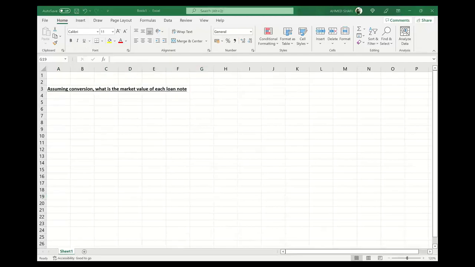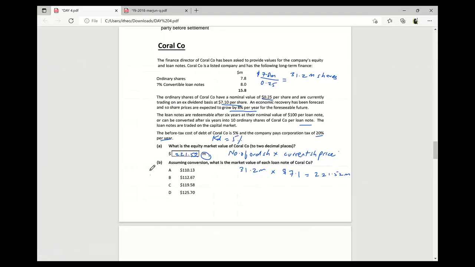Now, if you look at the question carefully, it states here the loan notes are redeemable after 6 years at par value of 100 or can be converted after 6 years into 10 shares of Coral per loan note. Loan notes are redeemable after 6 years at their par value of 100 and they can be converted after 6 years into 10 shares per loan. Loan notes are traded on the capital market. Okay. Assuming conversion, what is the market value of the loan note?